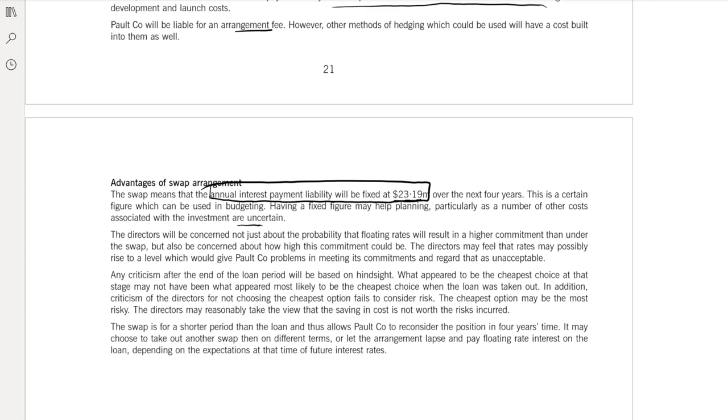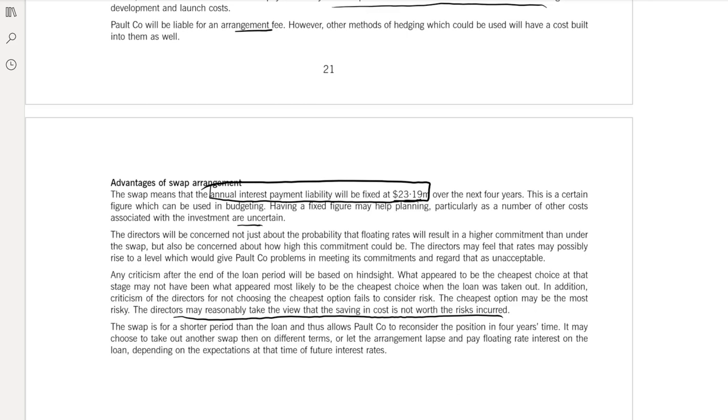The cheapest option may be the most risky. A director may reasonably take the view that saving in cost is not worth the risk incurred, but we don't know what will happen in the next 4 years. If in the next 4 years interest rate rises to a significant level, what would you do? You have to take the risk. So instead of taking the risk, let's fix that risk. Let's fix that interest rate amount. If interest rate rises significantly, obviously we have already locked our position.